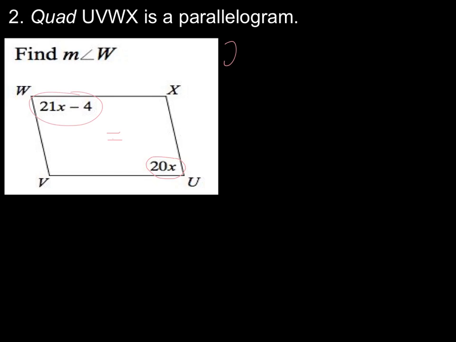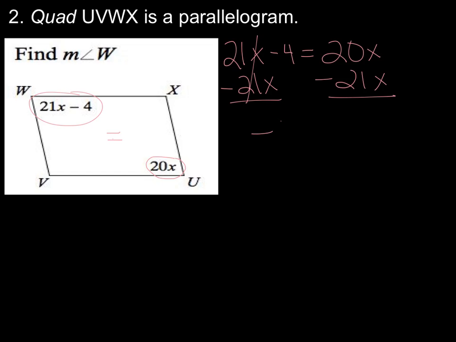So to set up the equation, we put 21x minus 4 is equal to 20x. Okay, to solve for x, we're going to subtract 21x from both sides. And we get negative 4 equals negative 1x. If we divide by negative 1, we get that x is equal to 4.